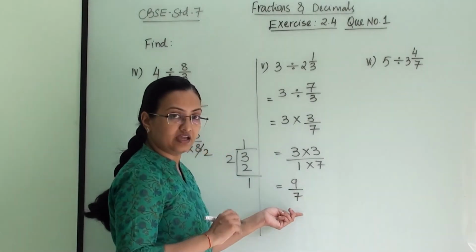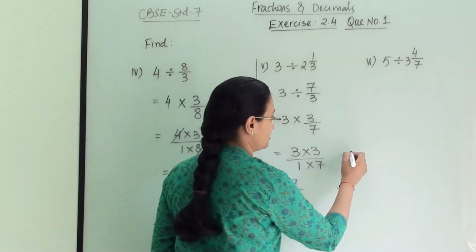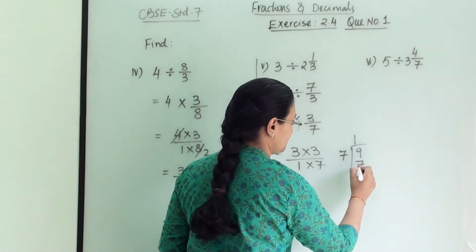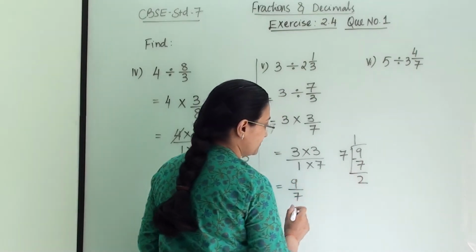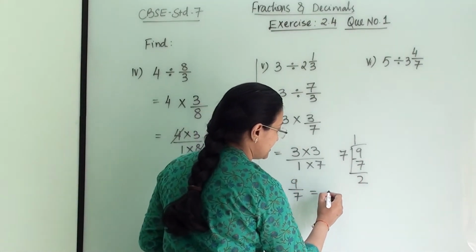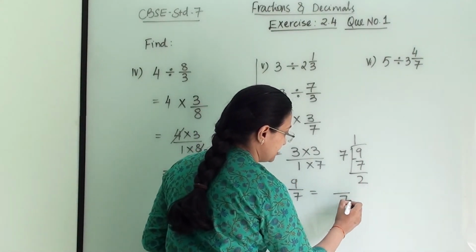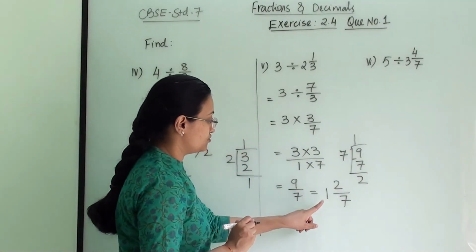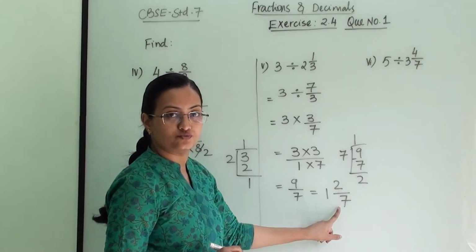So this is again an improper fraction. Let us convert this. So 9 divided by 7, 7 ones are 7, we will get here 2. So let us write this, that 7 will be in the denominator, 1 will come at the front and 2 will be at the top. So 1 2 by 7 is going to be our answer.